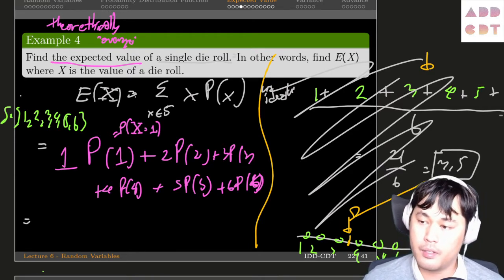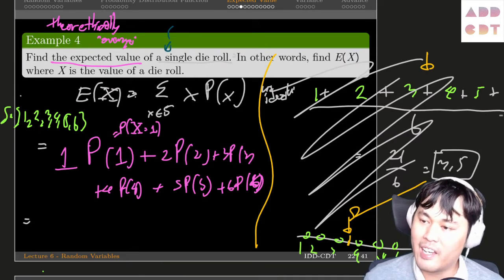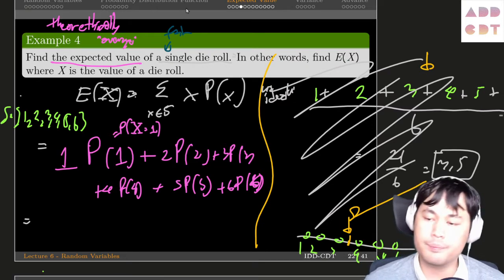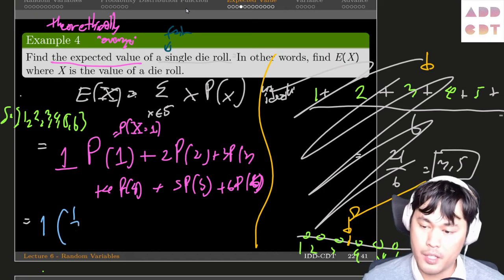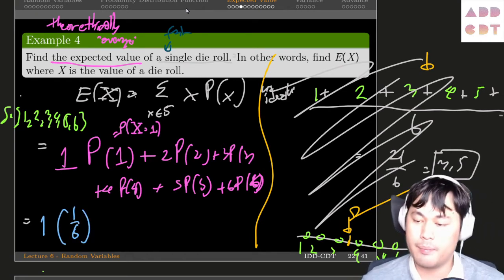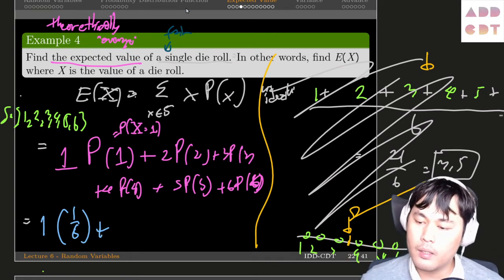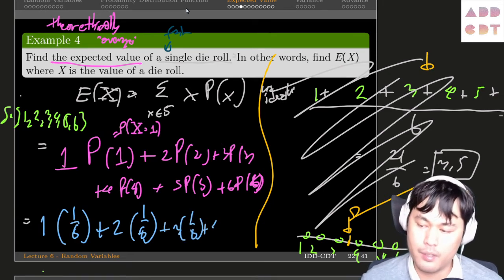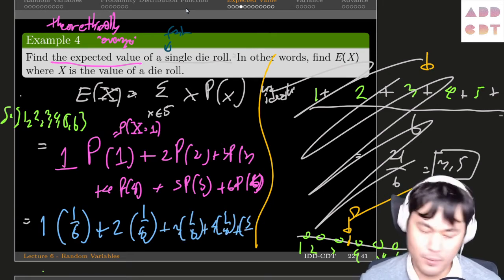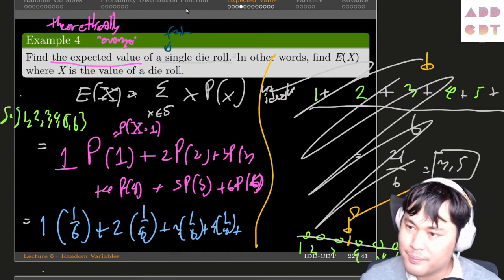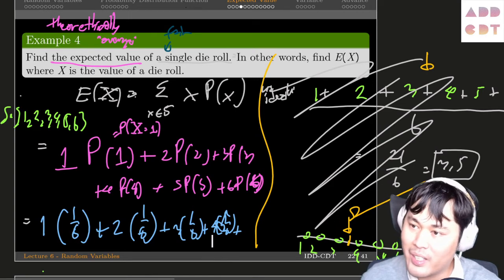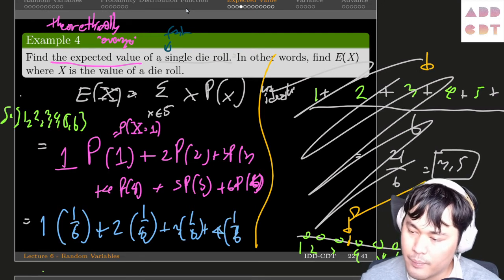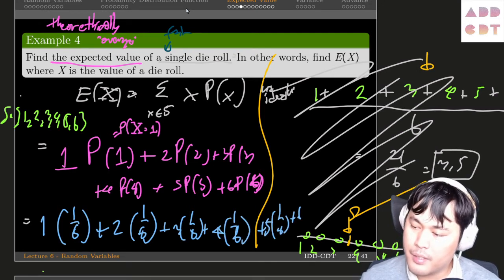Here, since this is a fair die, it's not loaded, each of the faces is equally likely. And so each of them is going to be 1/6, again back to the previous class, by the definition of equally likely events. So in this case, it's 1 times 1/6 plus 2 times 1/6 plus 3 times 1/6 plus 4 times 1/6 plus 5 times 1/6 plus 6 times 1/6.